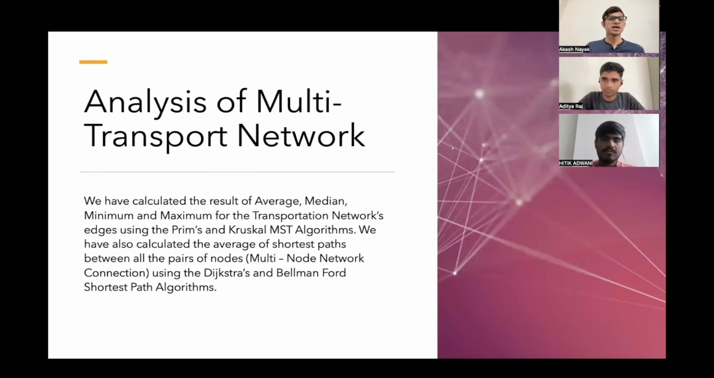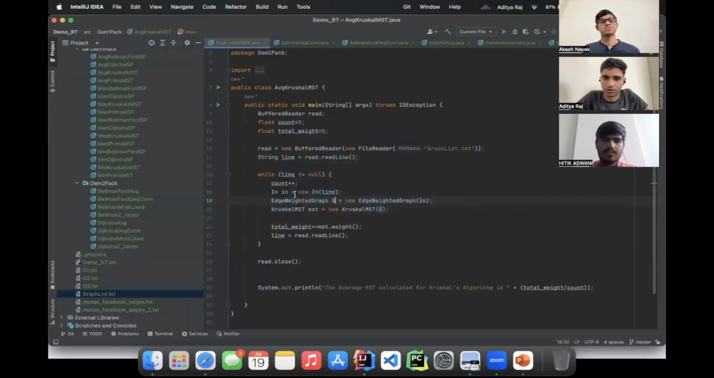So coming to the analysis of the multi-transport network, we have calculated average, median, minimum, maximum. We have used these mathematical operations on the shortest paths and minimum spanning trees that we have found using our algorithms. Now handing it over to Aditya. Yeah, so thank you, Akash.